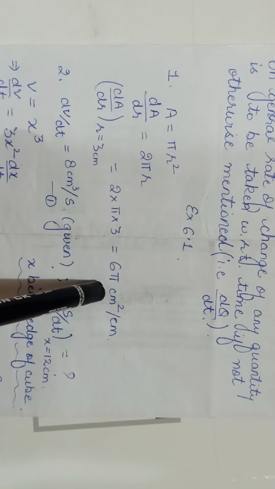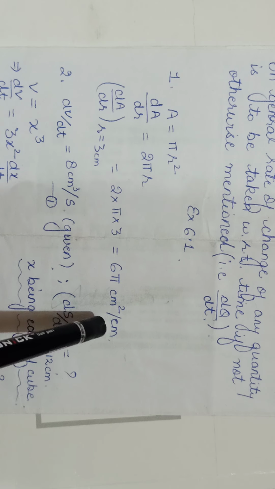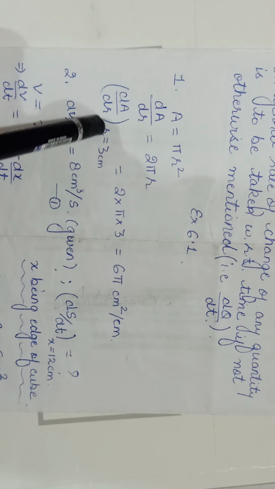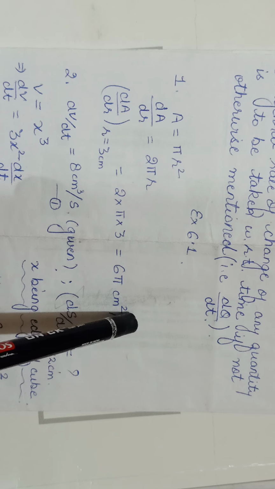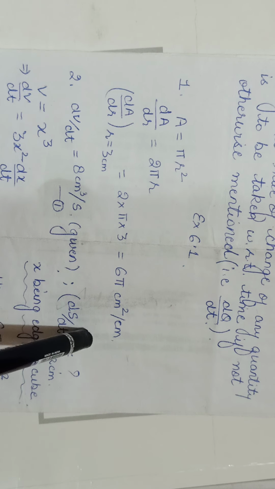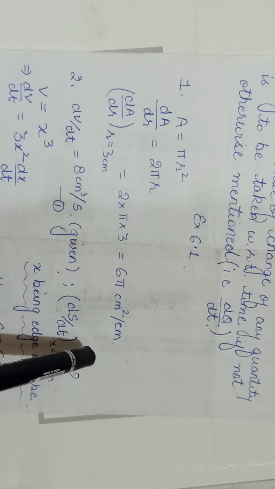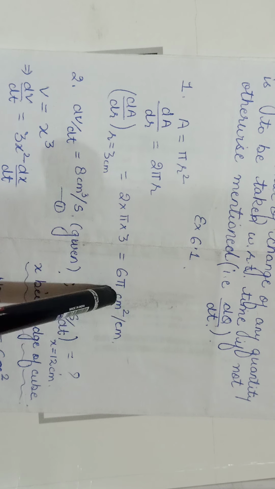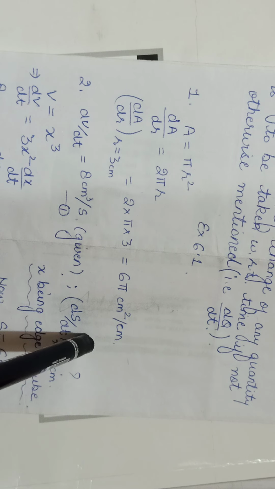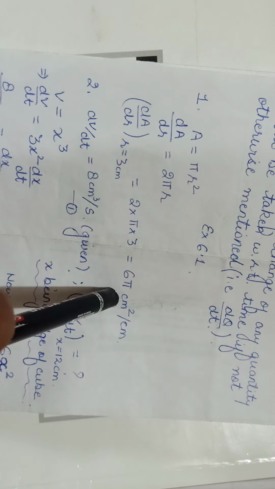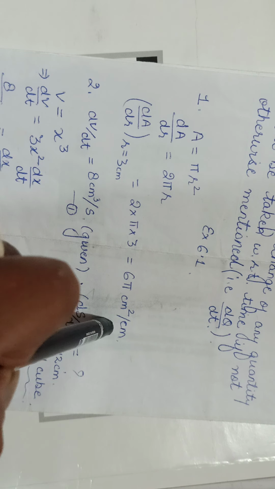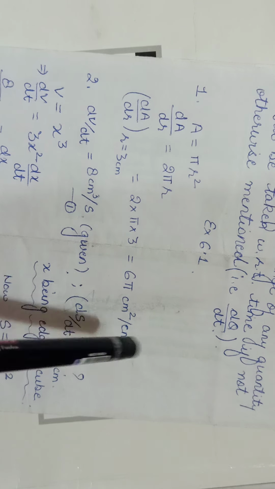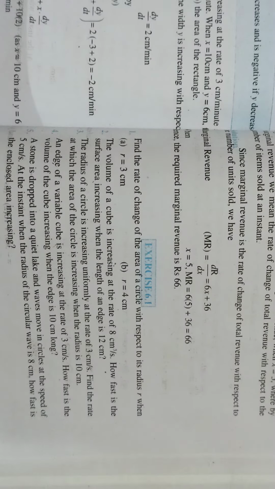And so 6 pi, and in these questions you have to mention the unit, children. Because it was area, we would say centimeter square, and with respect to radius. What is the measurement of radius in? Centimeter. So it would be centimeter square per centimeter. Change in area according to change in radius. Is that clear? Okay, now coming to the next question.